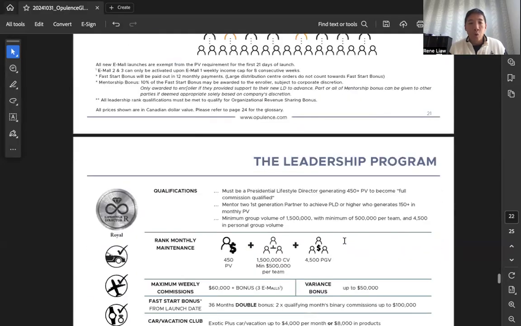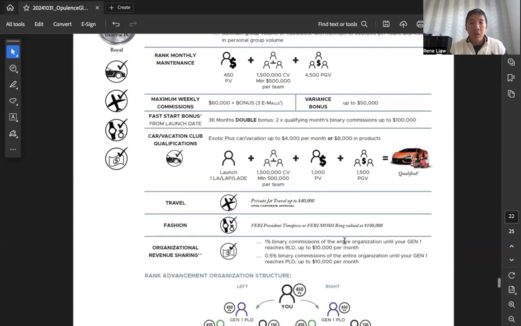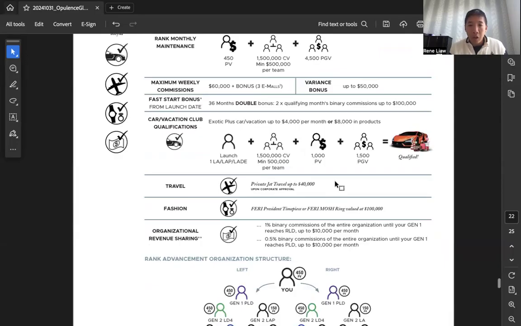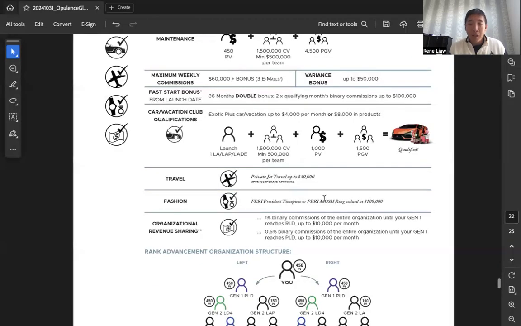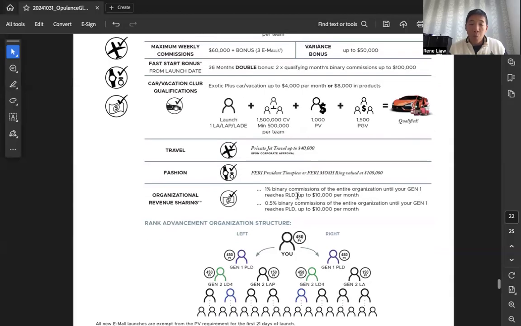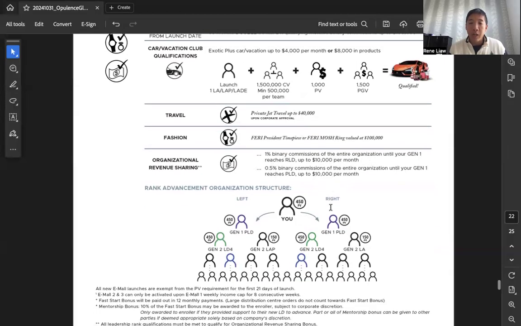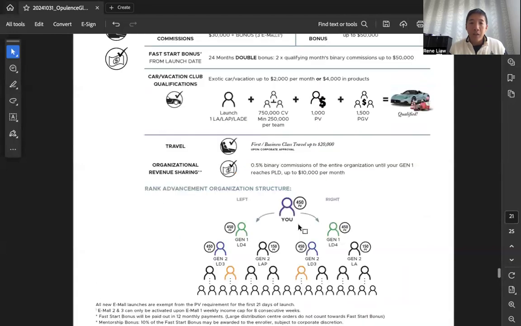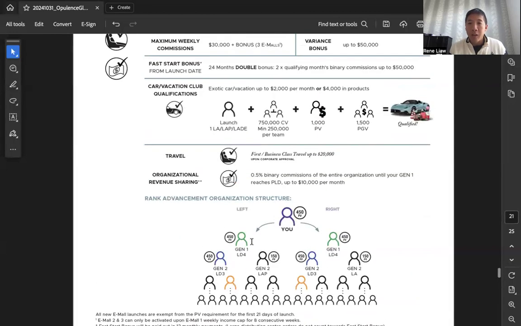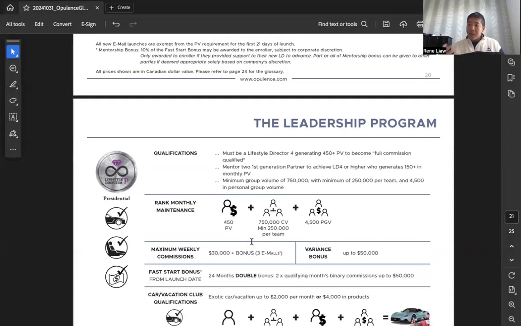And of course, for the Royal Lifestyle Director, same thing here. You get private jet travel up to $40,000. You get the Ferry President timepiece or Ferry Marshaling valued at $100,000. And of course, you get more organizational revenue sharing. And you get to here by having two PLDs on either side. The PLDs have two LD4s on either side. And again, it's a very simple structure. You're just adding one more layer, and that's how you can rank advance.